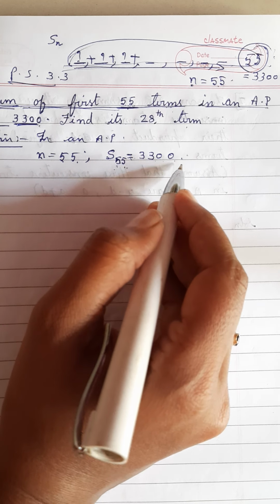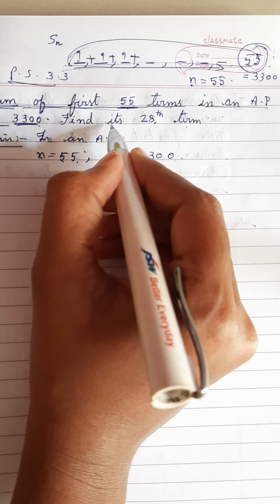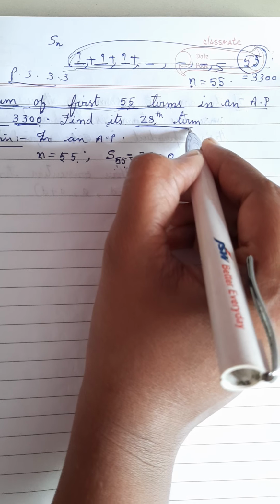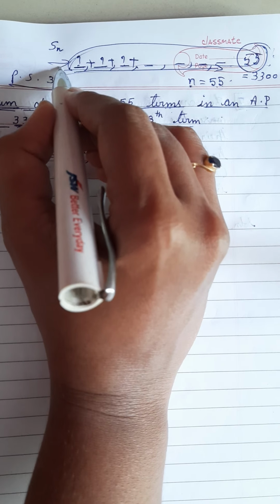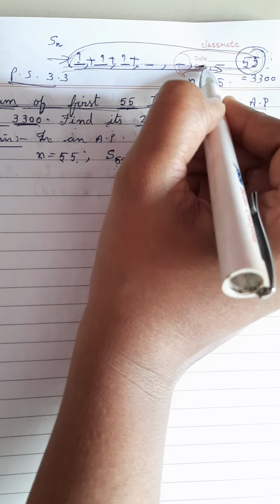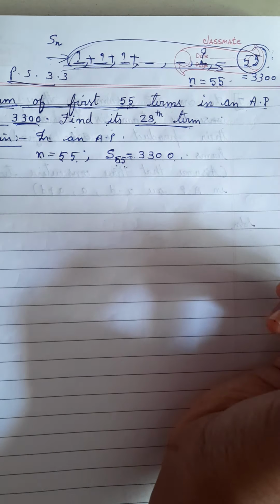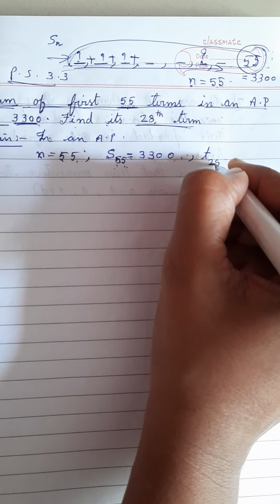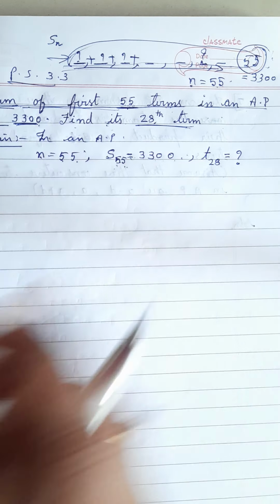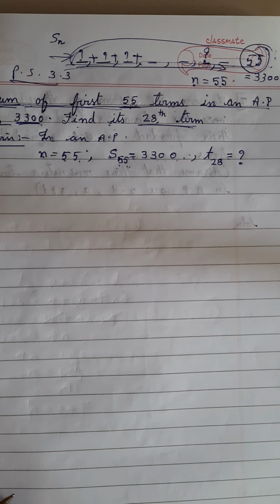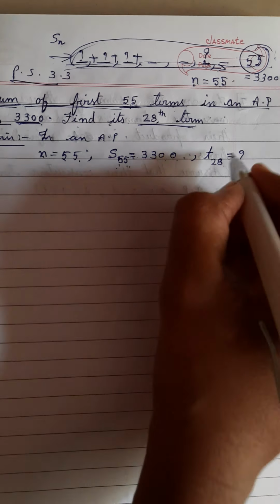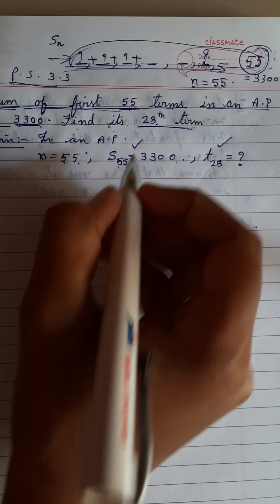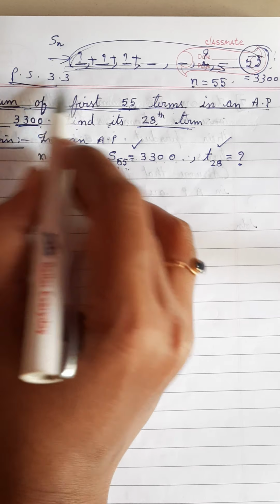This much is given in the question, and it is asked to find its 28th term. So in the given sequence, in the 28th position, what will be the term? That we will find. So the 28th position is T28, equal to what? T28 is asked to find here. So before applying the Tn formula, we apply the Sn formula here, because the information given is about the sum.